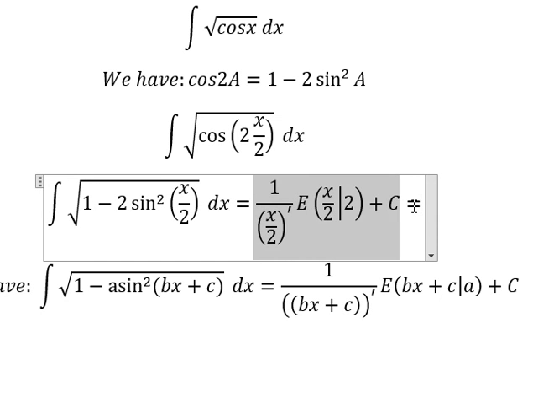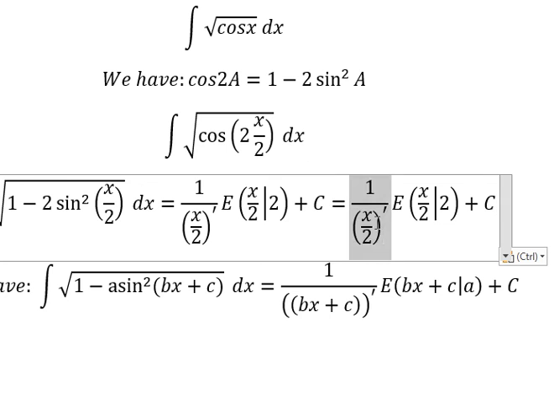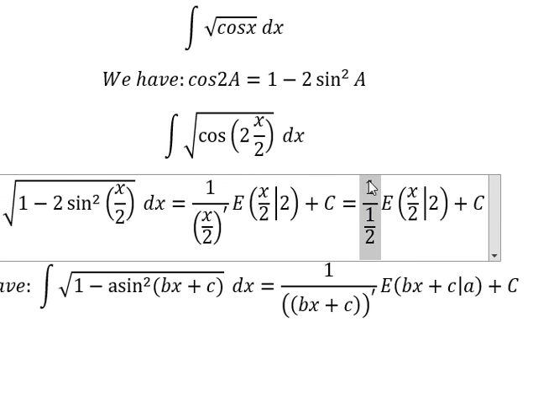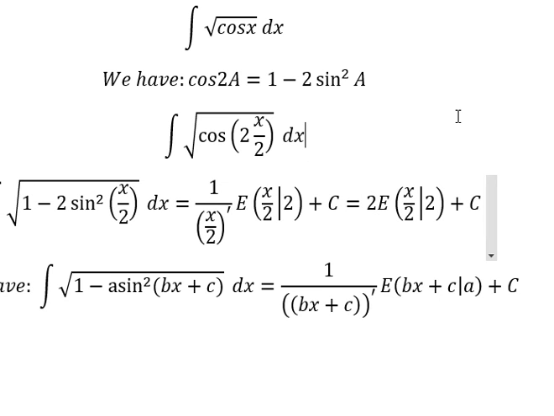So first derivative of this one, we have 1 over 2. And if we simplify, we have number 2. And that is the final answer. This is the end.